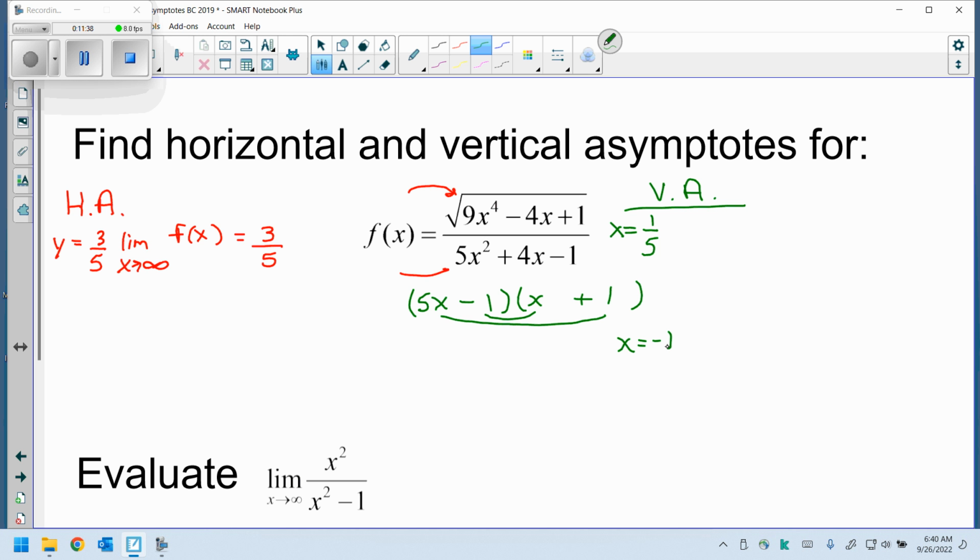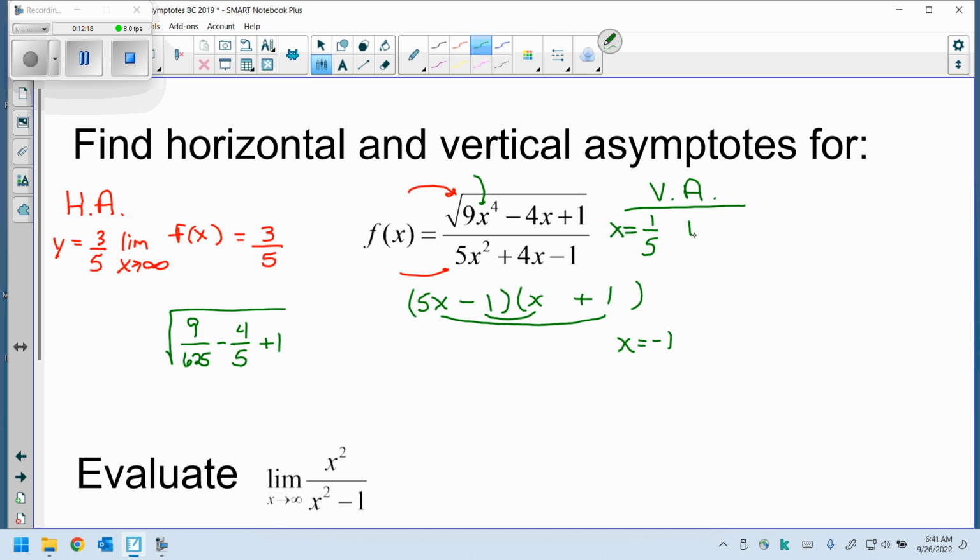Now, let's check something out. Let's put a 1/5 up here. If I do that, I'll be taking the square root of 9 times 1/5 to the 4th power, which is 625, minus 4/5 plus 1. Well, I think we do get a positive value, which we can take the square root of. So 1/5 is in the domain.